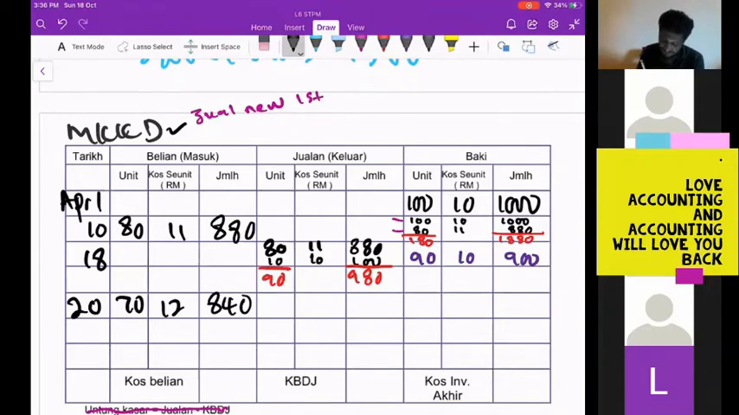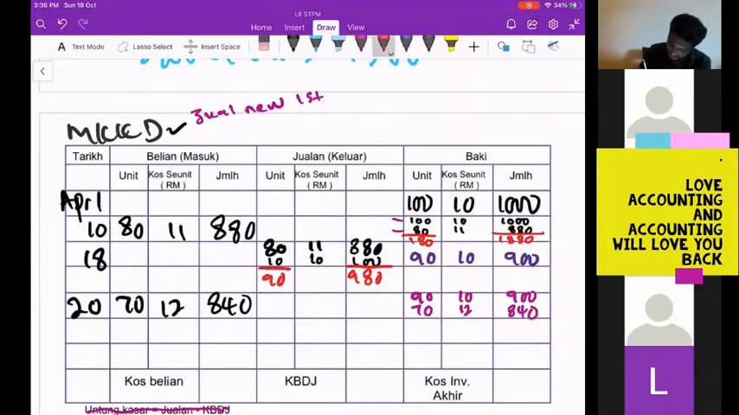Which one? The jumlah? 900 only. Yes. 90 ringgit times 10 ringgit. Oh, okay. Now, what are the things that are left over in my company? 90 is still with me. The 10 ringgit, 900 is still with me. The 70 is also still with me.